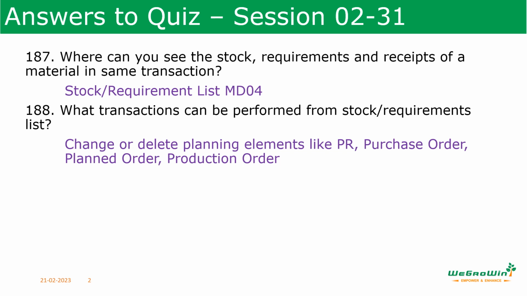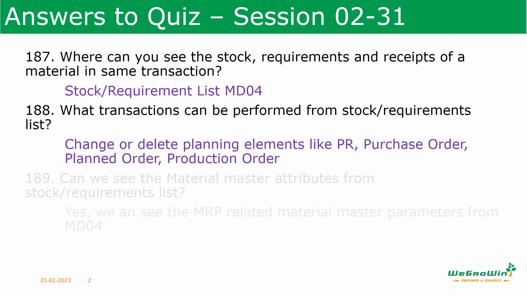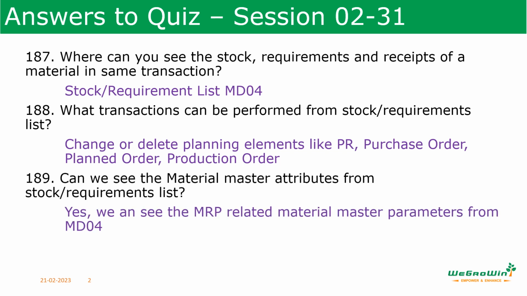What transaction can be performed from the stock requirement list? We can perform many transactions like change or delete planning elements like purchase requisition, purchase order, planned order, production order, etc. Can we see the material master attributes from the stock requirement list? Yes, we can see the MRP related material master parameters from MD04 itself by clicking the small flag button near the material code field.